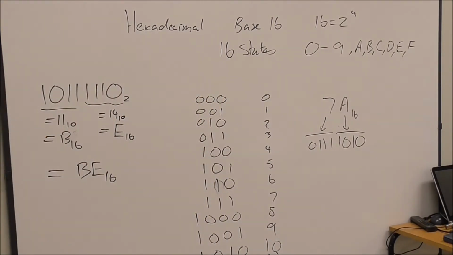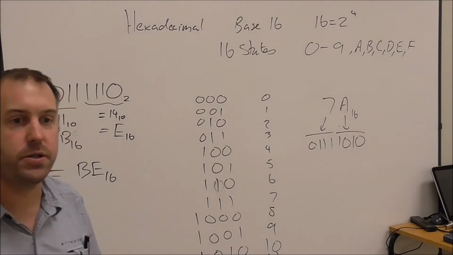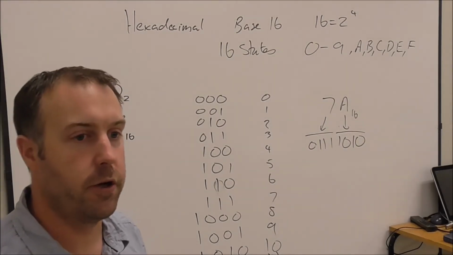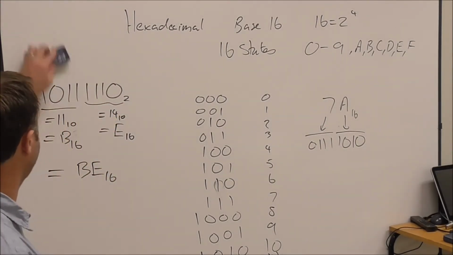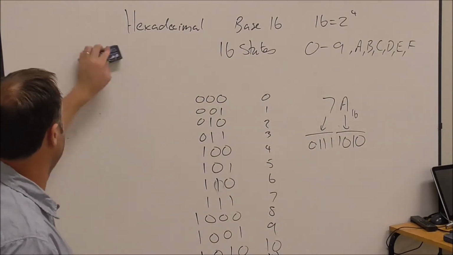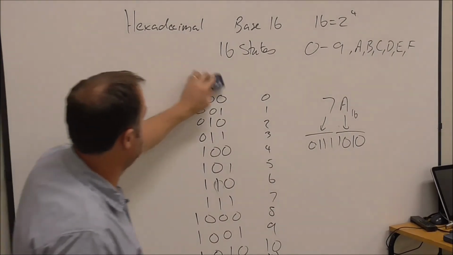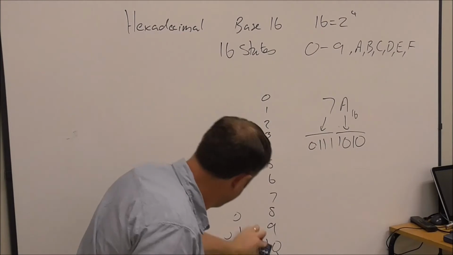Okay, now finally, the other number system that we use in electronics is something called binary coded decimal. Now this one's important because you need it when you are using digital counters, decimal counters.